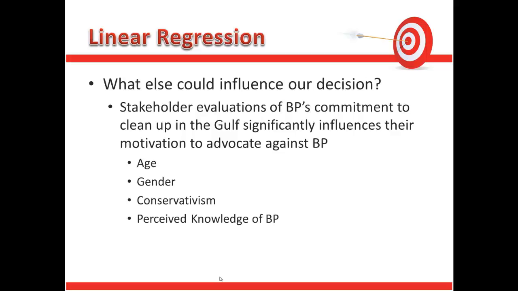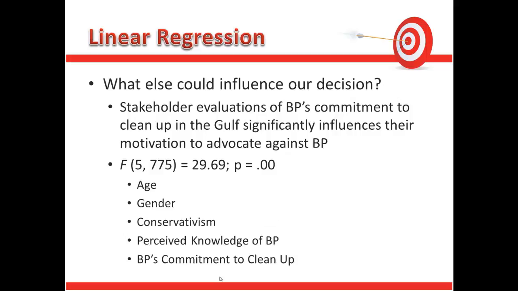So, if we go back to our initial question, what else could influence people's motivation to protest against a company? Perhaps we think about these variables, maybe some key demographics, and even one attitudinal barrier. So we might want to run a multiple regression test considering these. Don't worry, I'll show you how to do all this in the demonstration. So if we run this, we might come up with a result that gets reported and looks something like this.